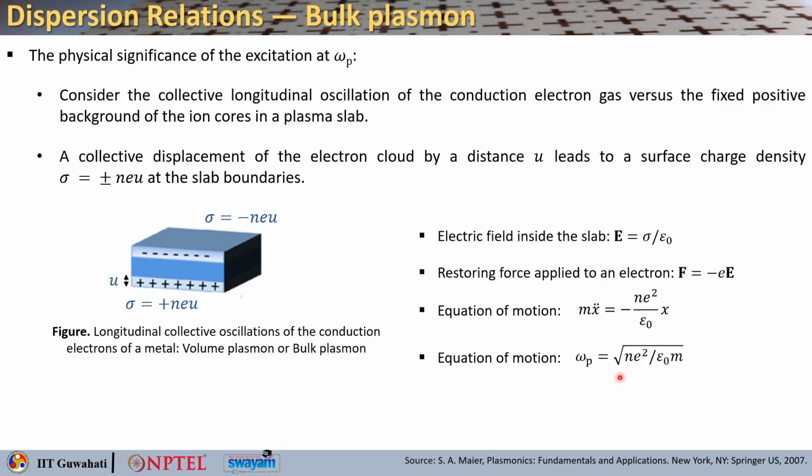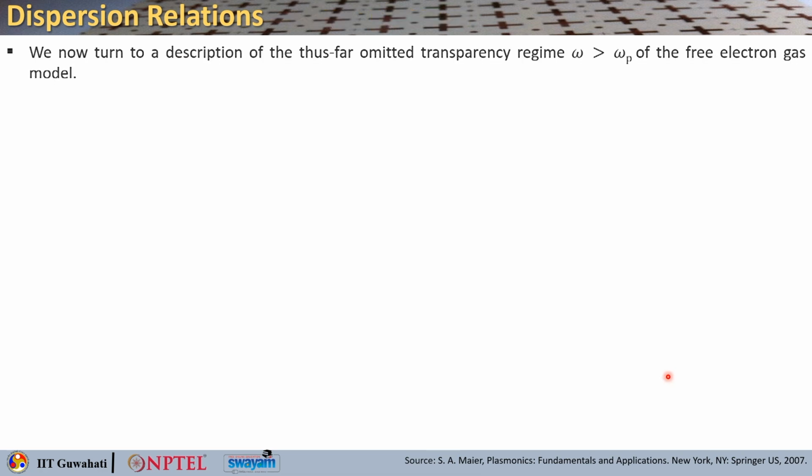From this you can obtain what is also called the plasma frequency. Plasma frequency will be square root of n e square by epsilon naught m. Here you can see the plasma frequency is mainly dependent on the electron concentration, electron charge, vacuum permittivity and the mass of electron. So, this is pretty much the material dependent parameter.